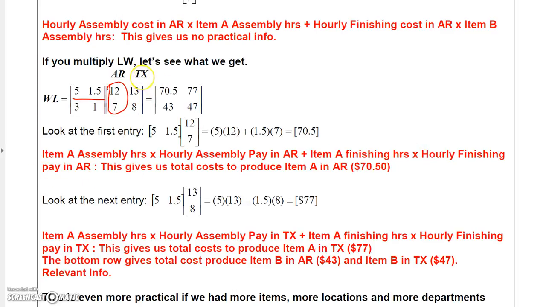So basically you get what it costs to make item A in Arkansas. And then if you do this row with the second column, you'll get what it costs to make item A in Texas. And then if you do this row with this column, you get what it costs to manufacture item B in Arkansas. And then this row with this column is item B in Texas.